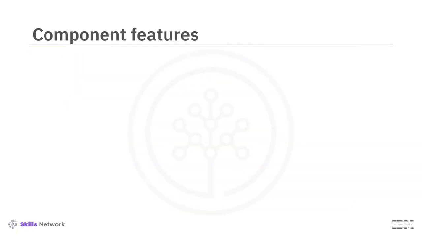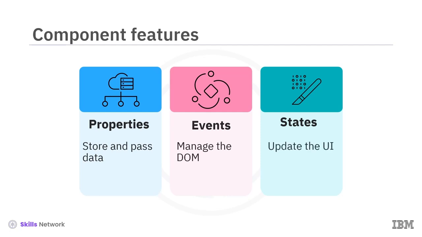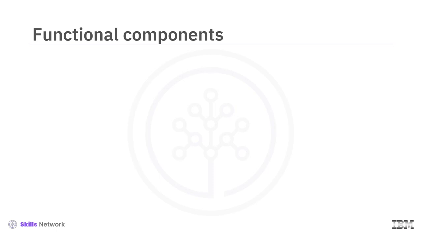A component is composed of three aspects: properties, events, and states. You use a component's properties to store and pass data from a parent to a child component. Events manage the document object model, DOM, as a result of the user's interaction with the system. You use a component state to update the UI. React has three types of components: class, functional, and higher order.